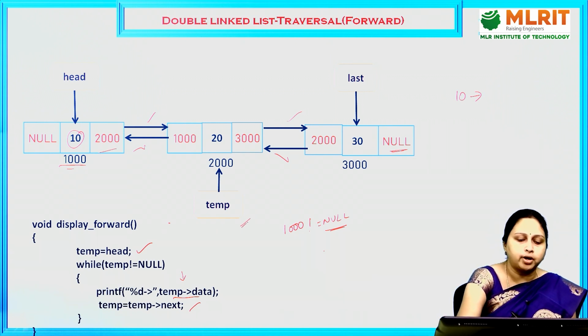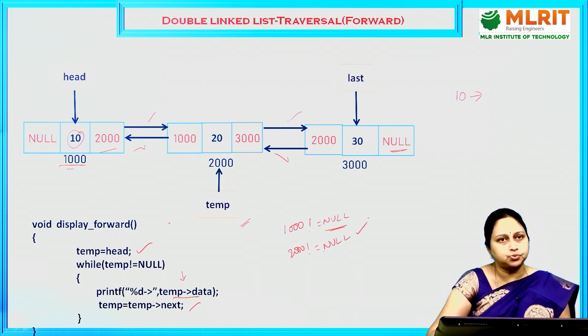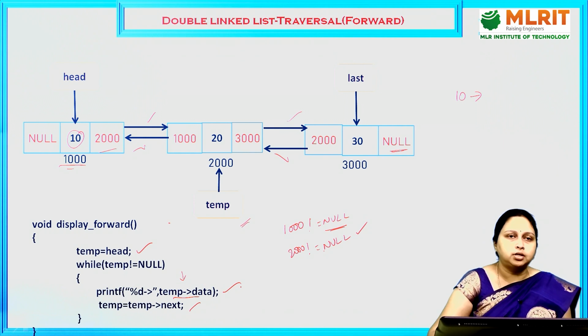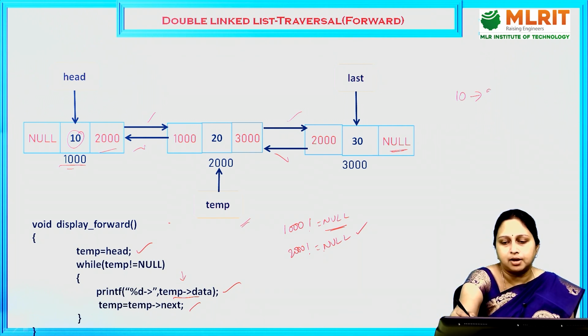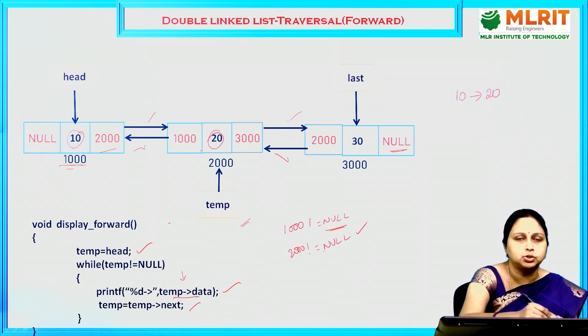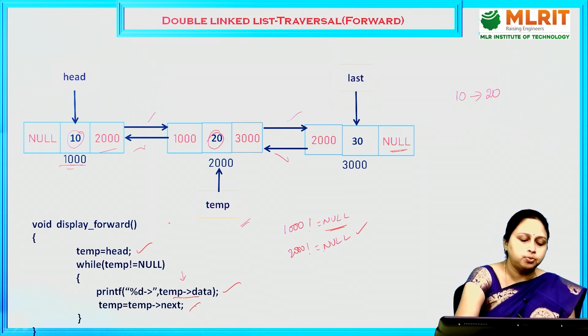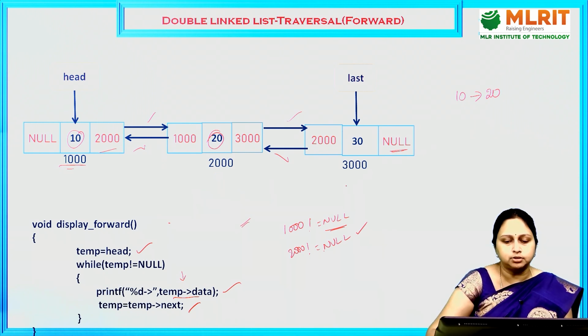Now temp is pointing to this location. Now again check the condition, 2000 not equal to null. Yes, again the condition is true. So you are going to print temp arrow data. What is the temp arrow data? It is nothing but 20. 20 is going to be printed. Now temp should be moved to the next location. Now temp is moving to the next location.